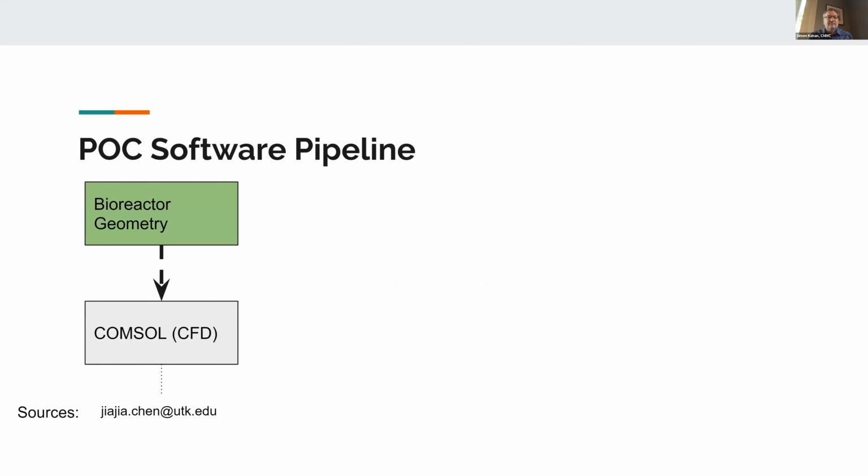So next slide, please. To begin with, we have this bioreactor geometry, which is generated by some domain expert. Well, creates a beaker or whatever that bioreactor might be, a tube, and feeds that into COMSOL. Next slide.